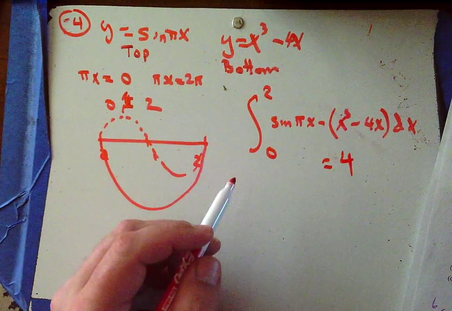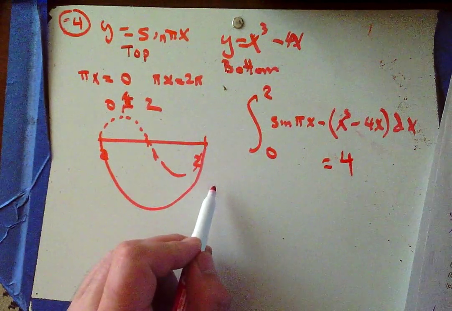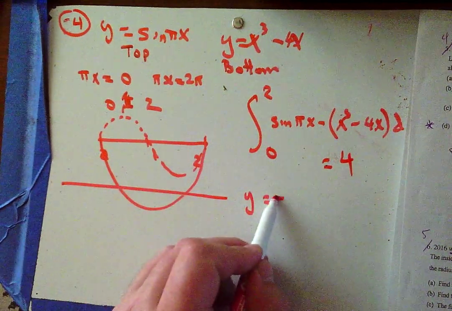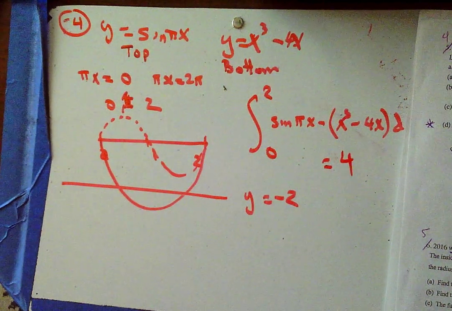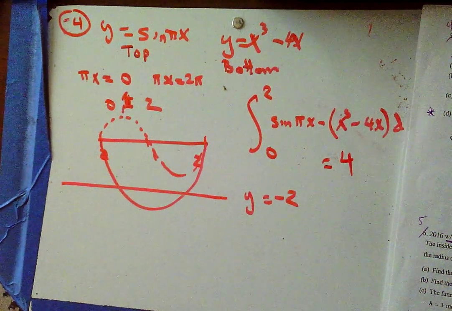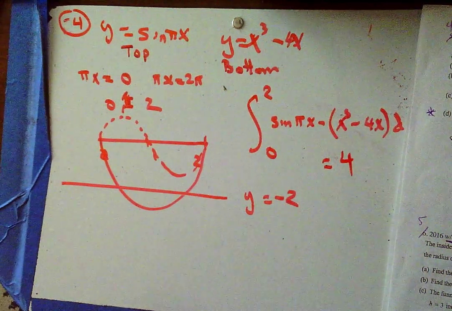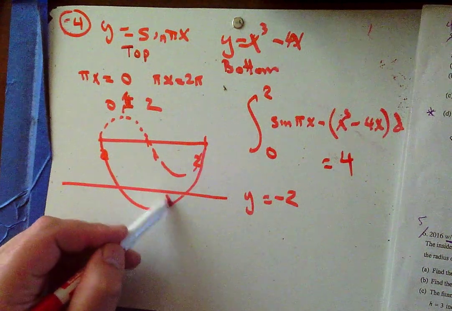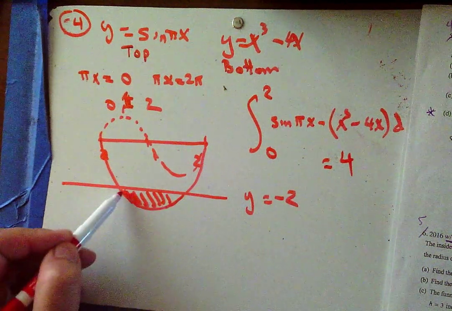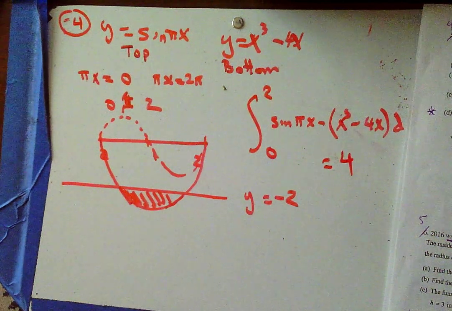Okay, part B. Horizontal line y equals negative 2 splits R into 2 parts. Alright. Says write but do not evaluate an integral expression to find the area of the part of R that is below the horizontal line. So I'm looking for this. Okay. Well, I don't want to do right minus left. That wouldn't be fun for me.